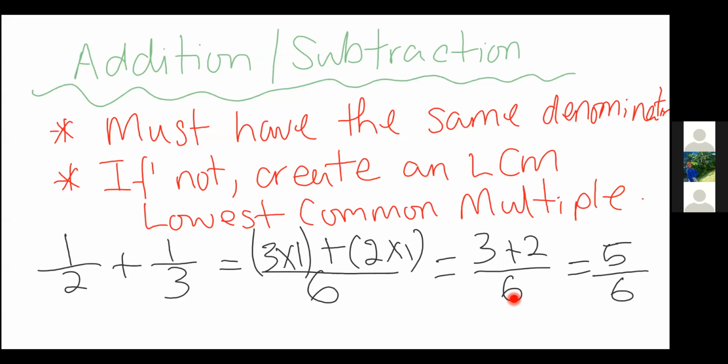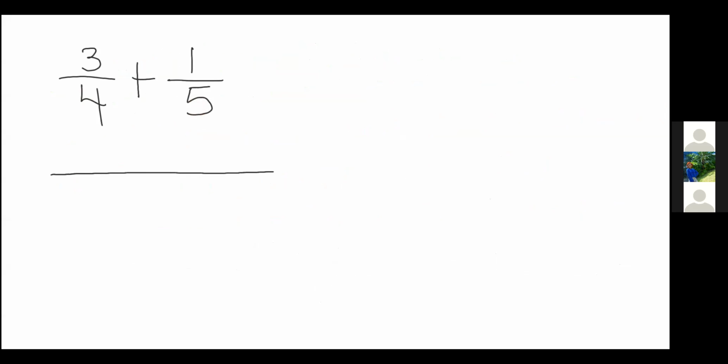Right, so what we're going to do now is attempt another one. So let's say 3 over 4 plus 1 over 5. They do not have the same denominators, which is the bottom part. One is 4, one is 5. So we have to create an LCM. So what number can 4 and 5 go into? The smallest number that they could go into without having a remainder. Little trick, multiply them. 4 by 5, so that's 20.